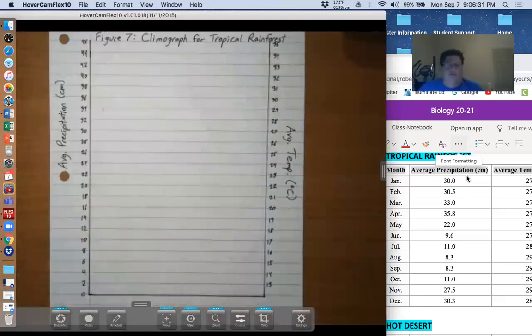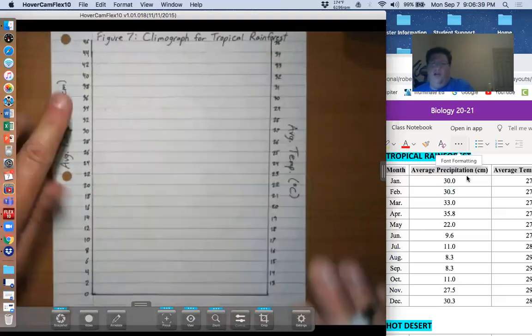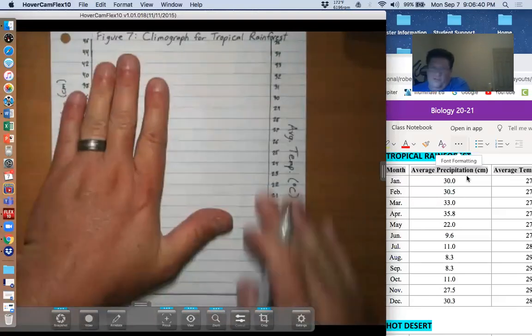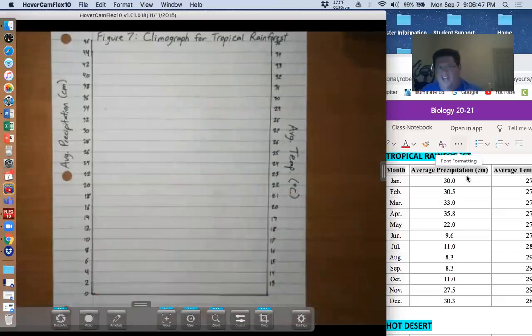And that's the part of this that really trips us out. So when I'm going to graph precipitation, I'm only looking at the numbers on the left. And when I graph temperature, I'm only looking at the numbers on the right. They don't have to be the same numbers. Okay, that is the tricky part.